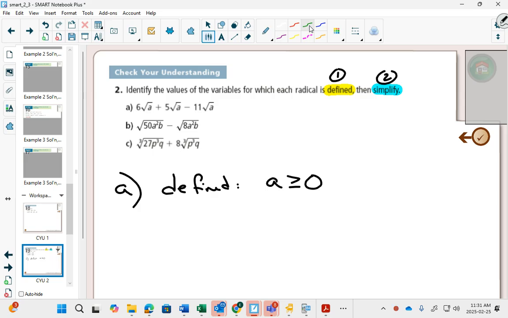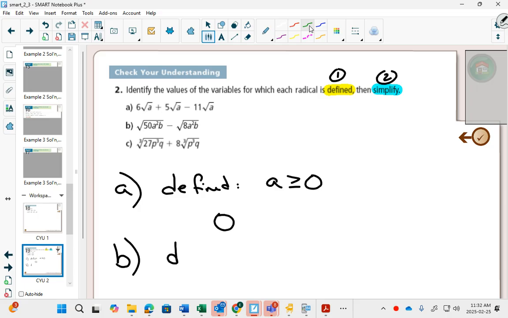Then these are like terms. 6 of them plus 5 of them minus 11 of them. It all goes away. You get 0. If you write nothing, you would still lose marks. You have to write 0, even though it all goes away. Okay, part B.